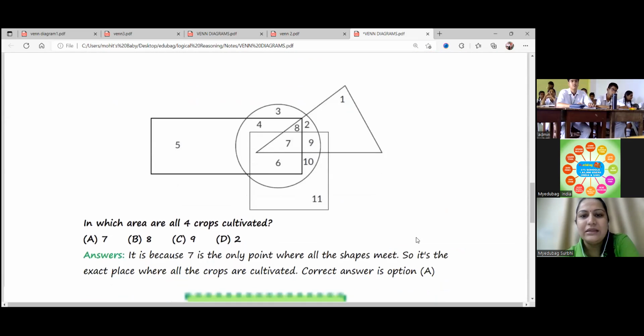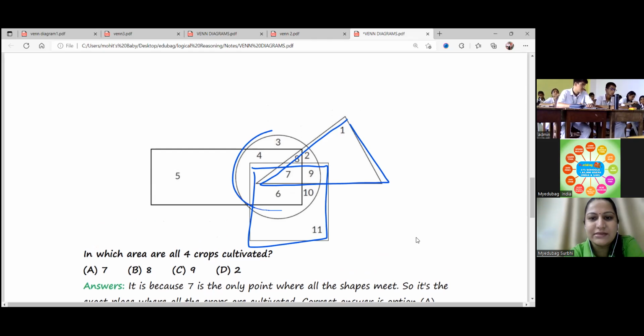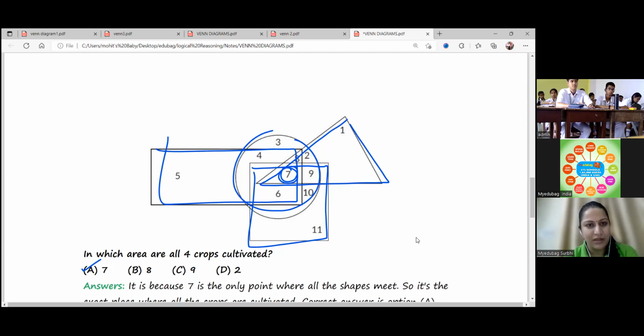Okay. Now there are four diagrams given to you. You have to see in which area all the four crops are cultivated. If all the four crops are cultivated, you have to see which number is common in all the four diagrams. You just have to see the diagrams. This is one, right? This is two, this is the circle 3, and this is a rectangle. So which is common? 7, right? So 7 is the answer. This is how you have to see. You just have to observe the Venn diagram and the question, and then find a relationship.